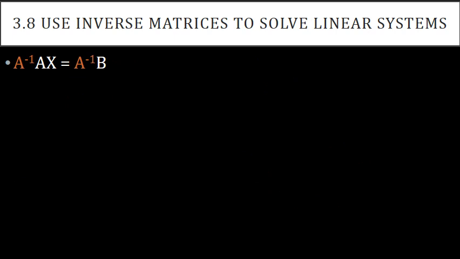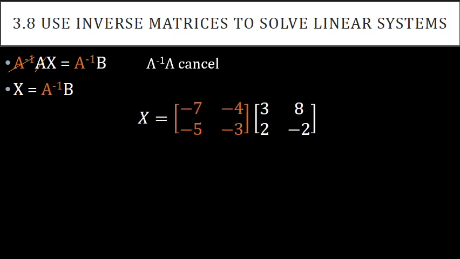Now to solve this equation, we'll multiply both sides by the inverse matrix. The inverse of A times A cancels out. So on the left, we're left with just the X. So our X equals the inverse of A times B. So here's the inverse of matrix A, here's matrix B. Multiply those together.